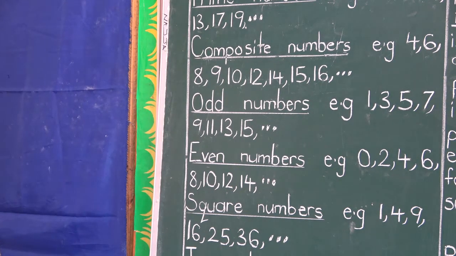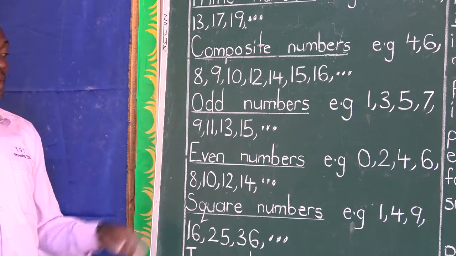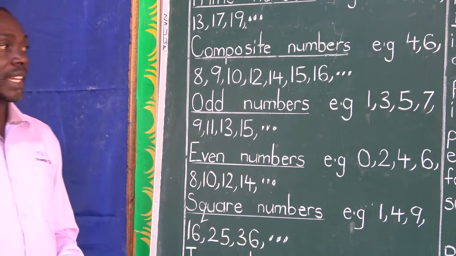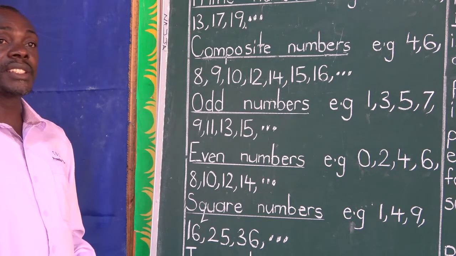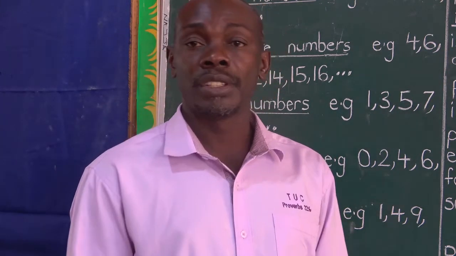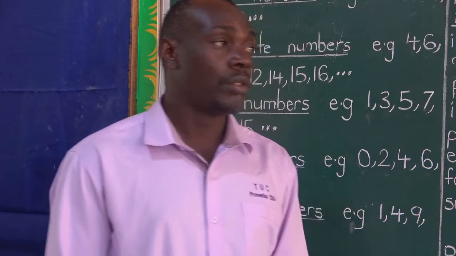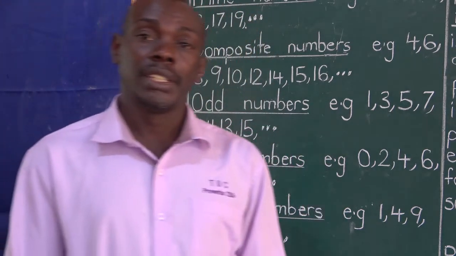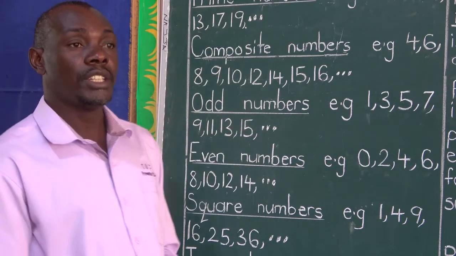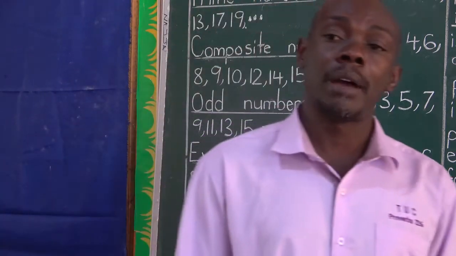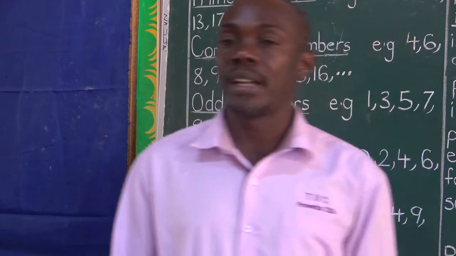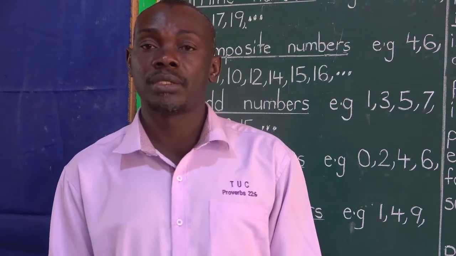Now, we've so far looked at prime numbers, composite numbers, odd numbers, even numbers. Now we are looking at the fifth type of numbers, which is square numbers. What is a square number? A square number is a number got by multiplying the number by itself. Meaning, if I multiply 1 by 1, what I come up with is what's called a square. So 1 times 1 is 1.